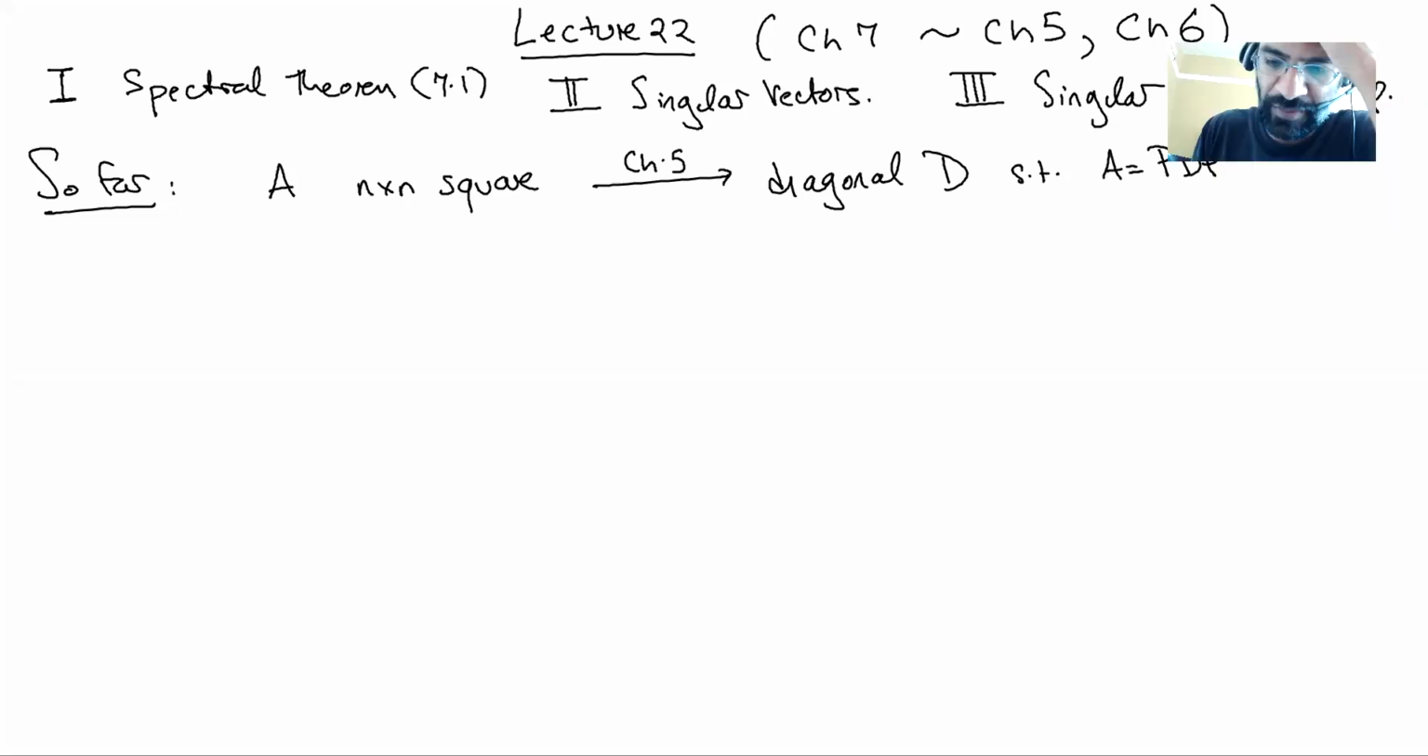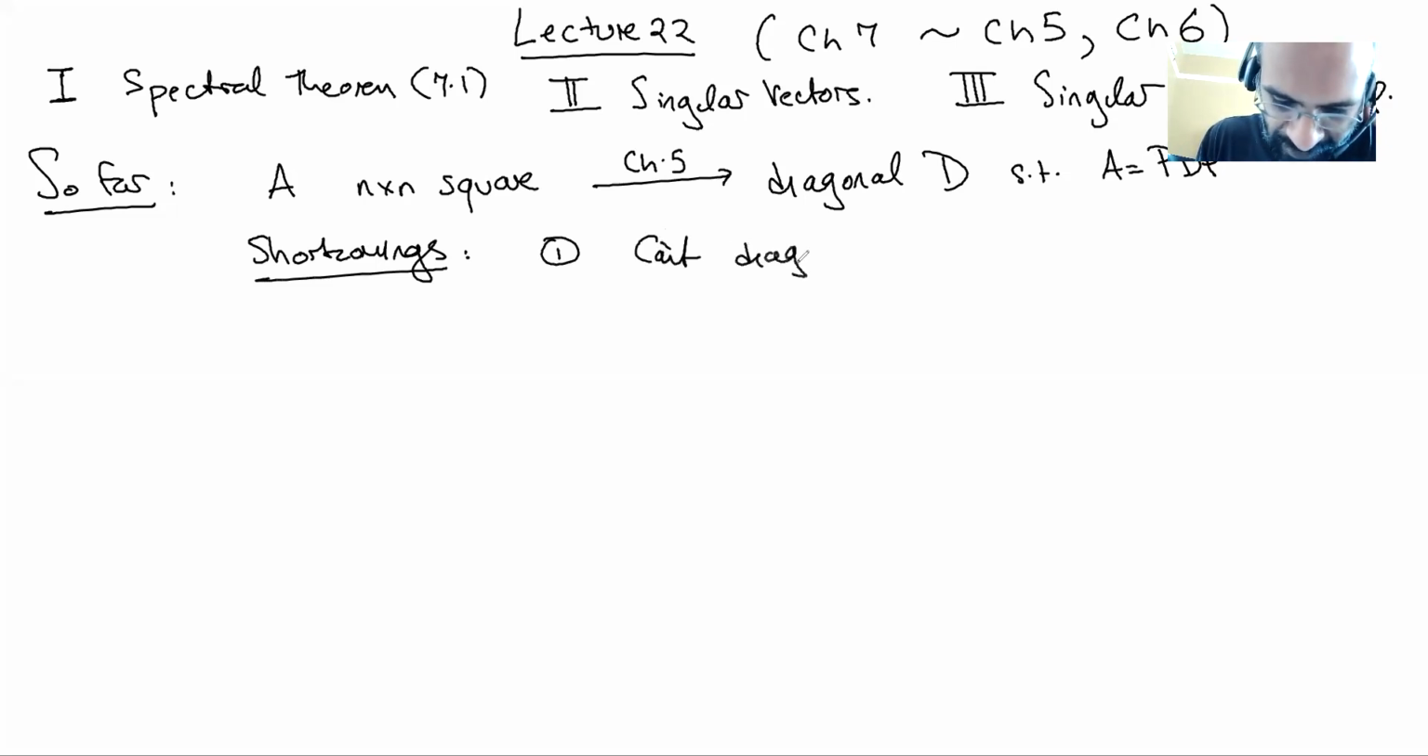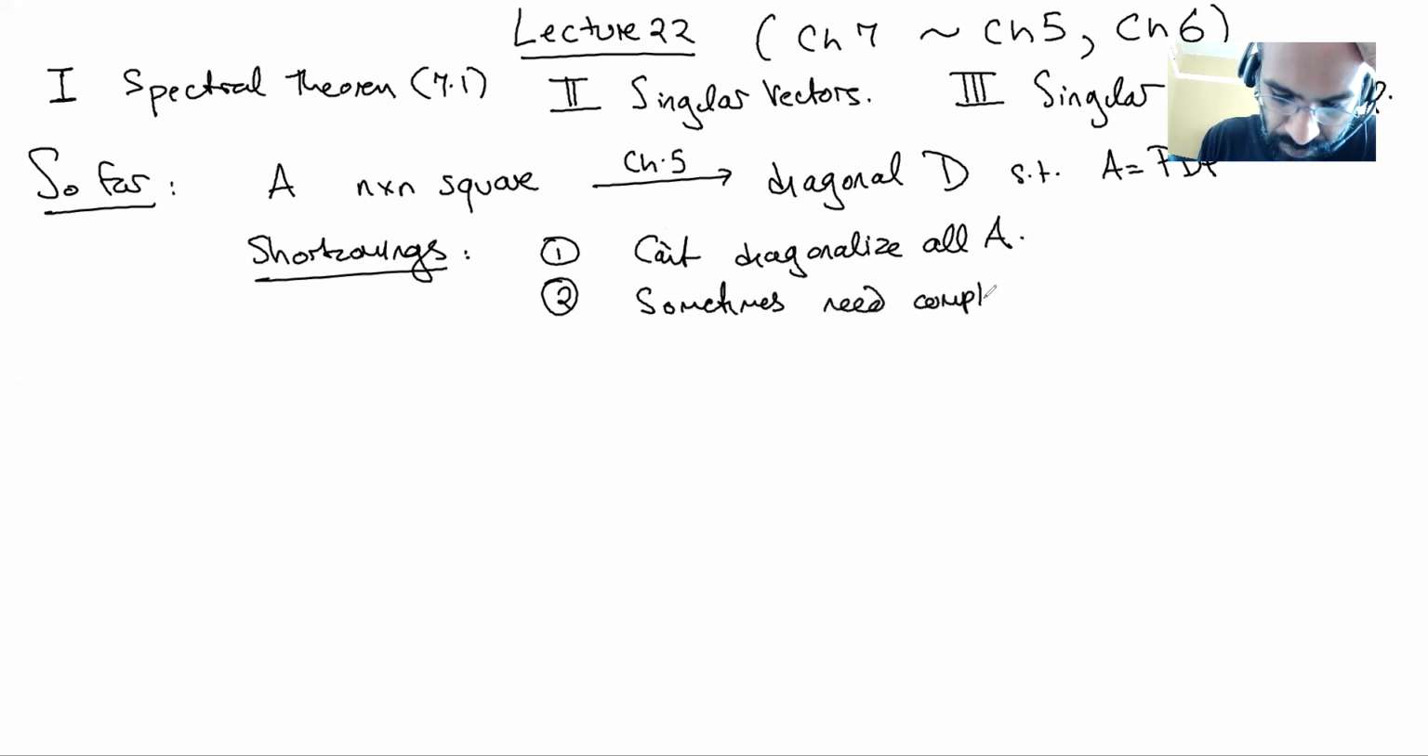And we saw that this is useful for a number of things, but this has a few shortcomings. The first one is you can't diagonalize every matrix. As we saw, only some matrices are diagonalizable. The second shortcoming, which is a little bit annoying, is that sometimes you need complex eigenvalues. And the third shortcoming, which is really basic, is that this doesn't even make sense for rectangular matrices.